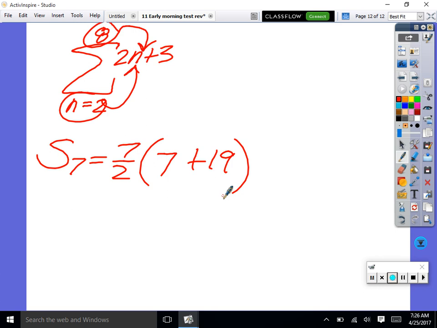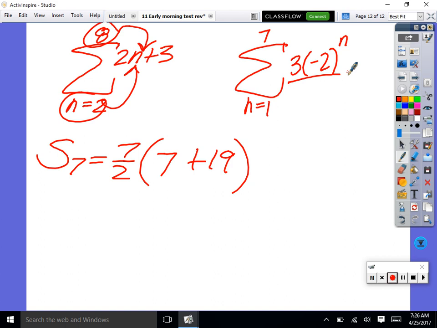If it's linear. So let's say I gave you this: the sum of n equals 1 to 7 of 3 times negative 2 to the n. Sorry, to the n. So you see how it's exponential? That makes it geometric. So you say, oh, I can find the sum of the geometric, but it's going to be the nasty formula, right? Because we know the start and end, so it's finite, so it's the nasty formula.